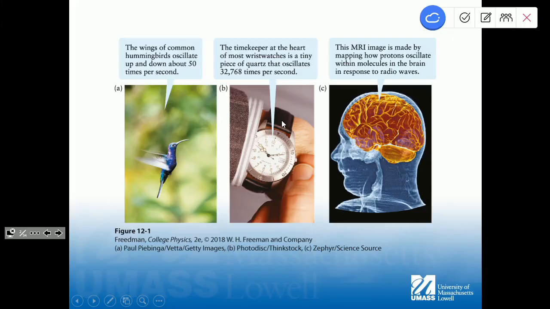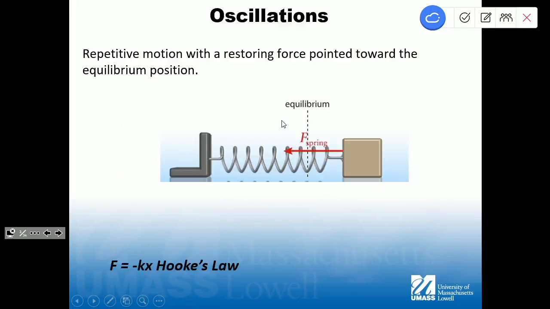What you're actually imaging when you're doing MRI is hydrogen, the actual hydrogen environment. Everyone following me? Okay, so oscillations are important, and they present a bit of a challenge.